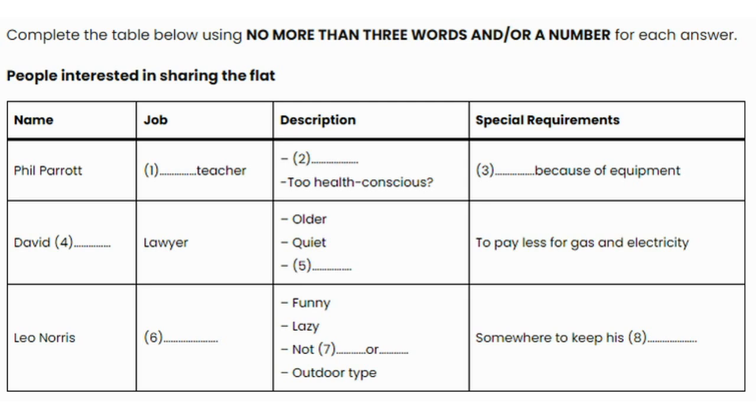Hi, Craig. Been home long? Yeah, quite a time. Did anyone phone about renting the spare room? Yeah, we've had 3 phone calls about it. Really? Yeah. Do you want to hear about them? Sure. Right. The first one was called Phil Parrot. Uh-huh. He's a teacher. He's just qualified and he teaches sports.